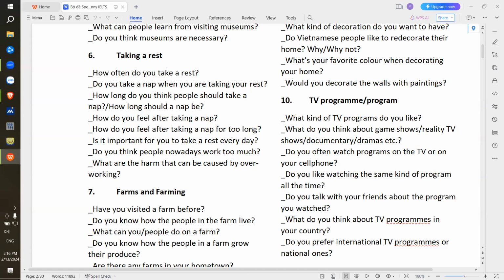So it means about 6 o'clock. You mean 6 p.m.? Yeah, exactly. From 5 p.m. until 6 p.m.